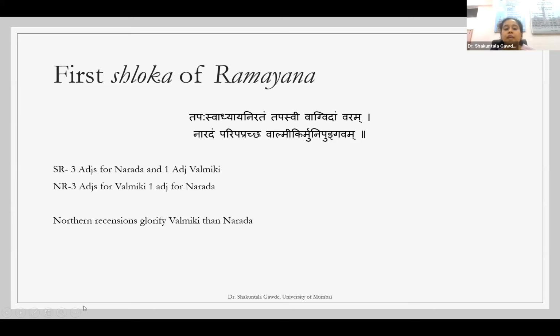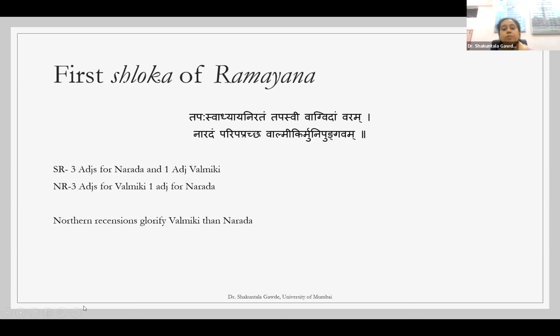These are all epithets of Narada: who is engaged in penance and swadhyaya, self-study, who is tapasvi, who is a great performer of great tapas, Vagvidam Varam, who is superior among those who are skilled in speech. Now, these are all epithets applied to Narada. Naradam Paripapracha. We can understand that by the Vibhakti Pratyaya which is applied.